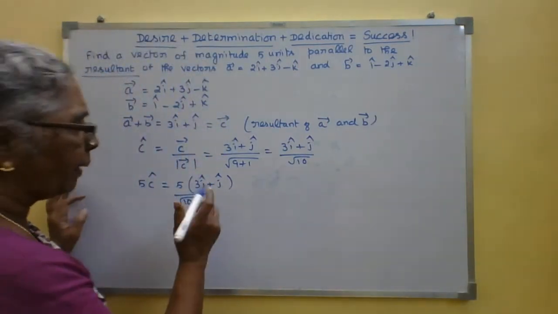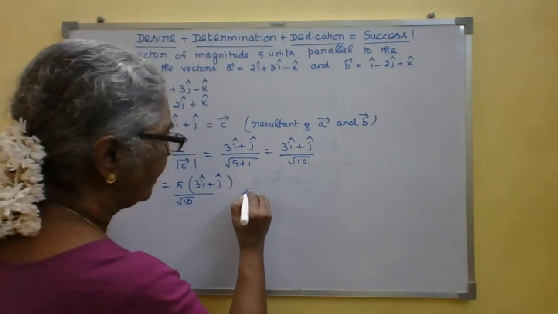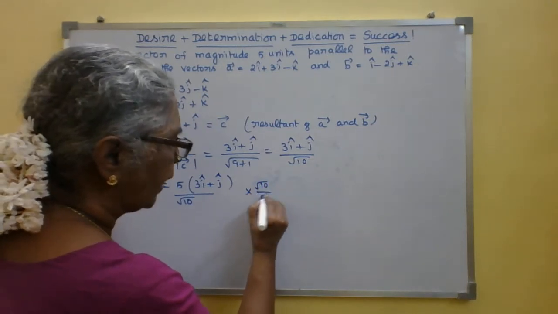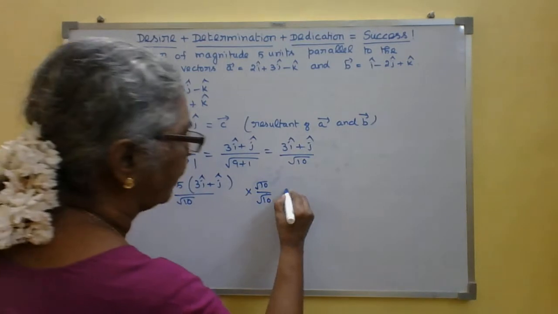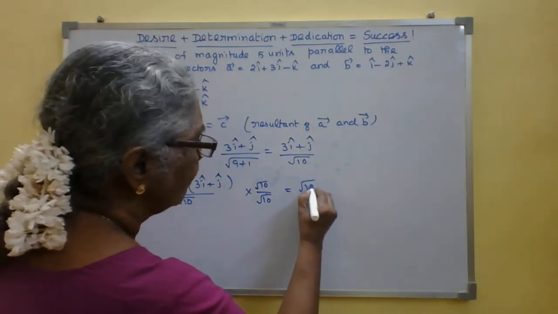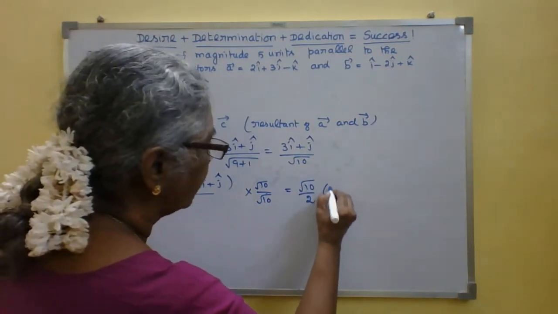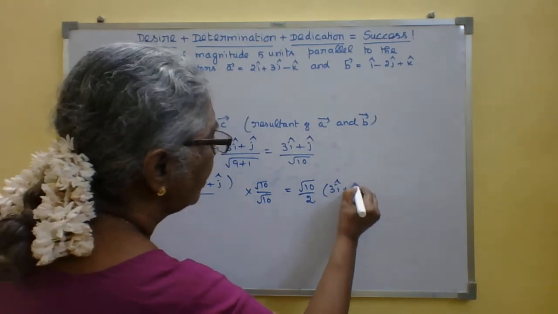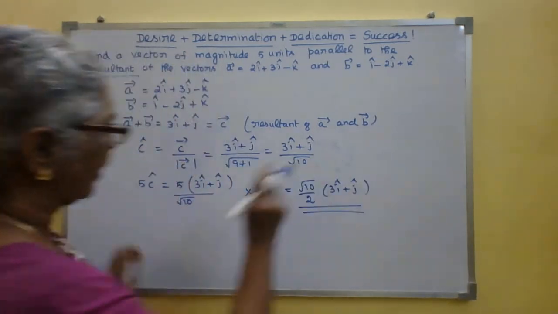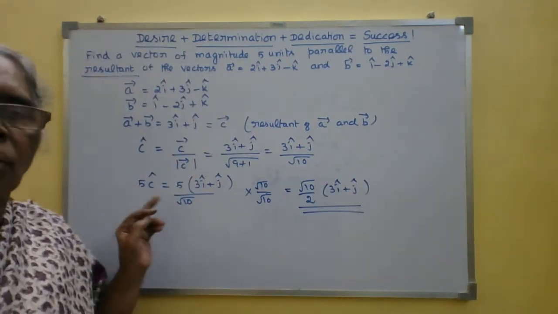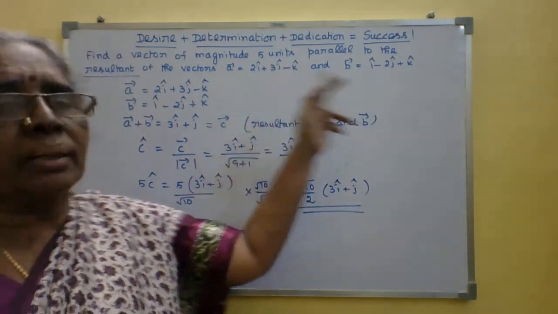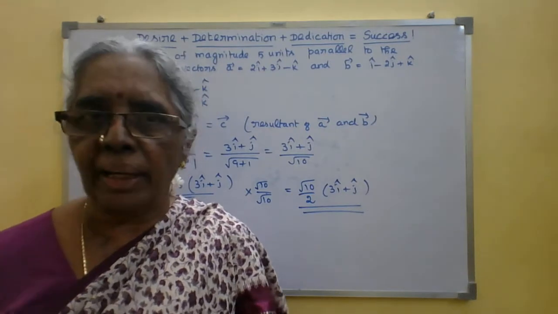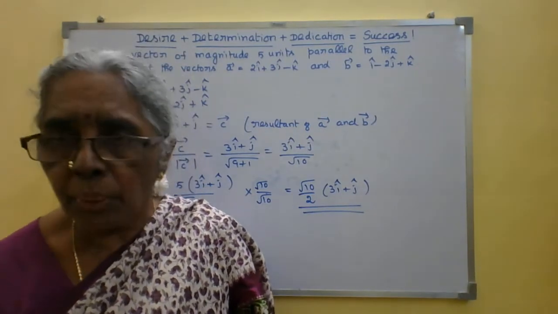So let me multiply both the numerator and denominator by root 10. So I will get root 10 into root 10 is 10. 5 by 10 will become 1 by 2 for me. So I will get root 10 by 2 into 3i cap plus j cap. This is the vector which is 5 in magnitude and which is parallel to the resultant of the two given vectors. Is this sum clear to you?